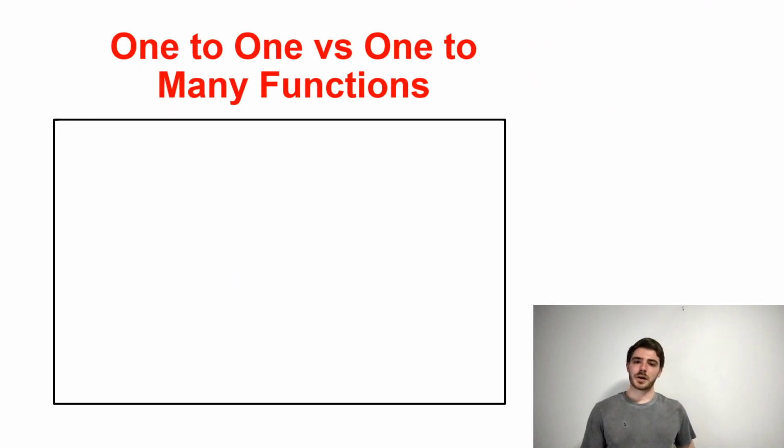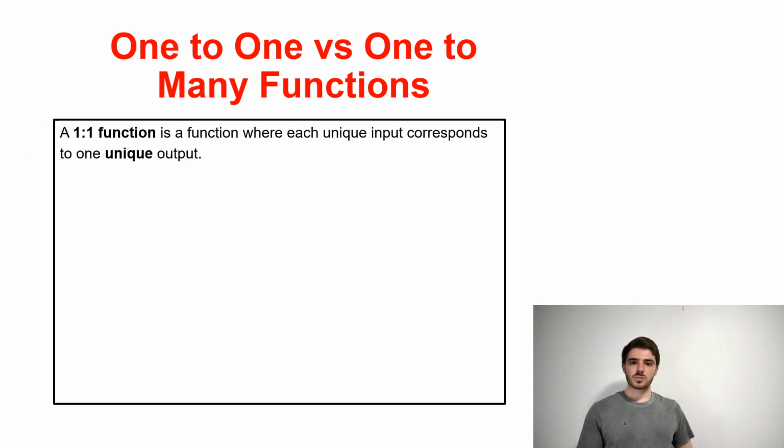Let's start with one-to-one versus one-to-many functions. A one-to-one function is a function where each unique input produces a unique output. That is to say, if you're told the output of the function, you should be able to reverse engineer back to what the input must have been. You can't do this with a one-to-many function.